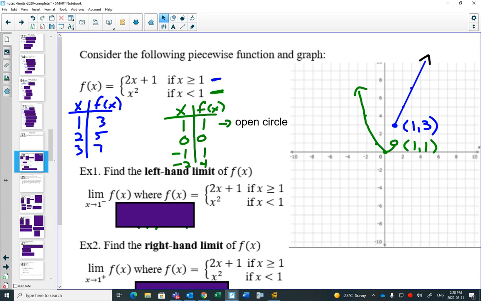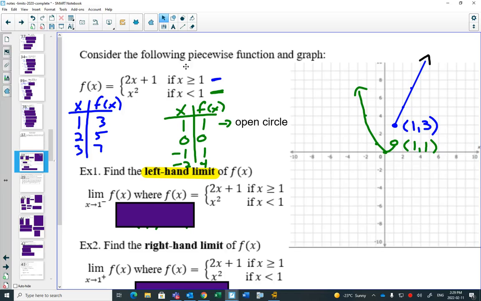But I think these are both graphs that you already know. So now we get to a new definition. What is a left-hand limit? And what does it look like? A left-hand limit has a tiny little negative sign beside the number. So here we have the limit as x goes to 1 from the left-hand side.